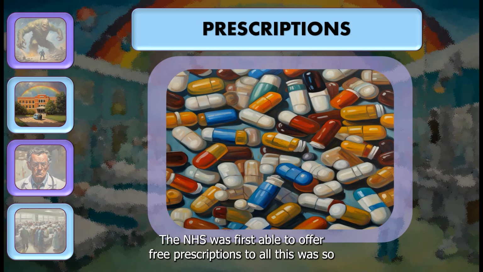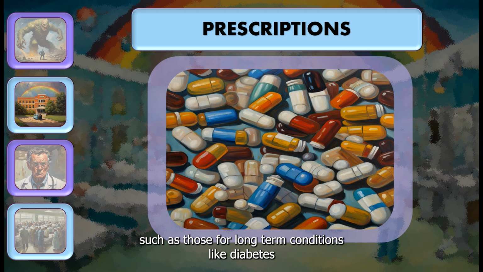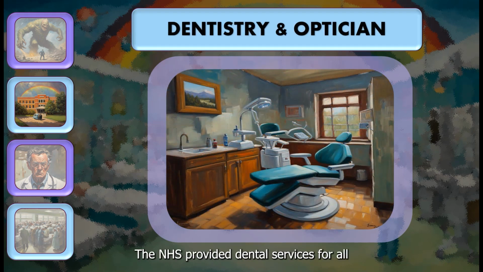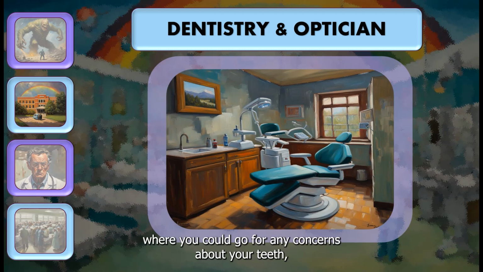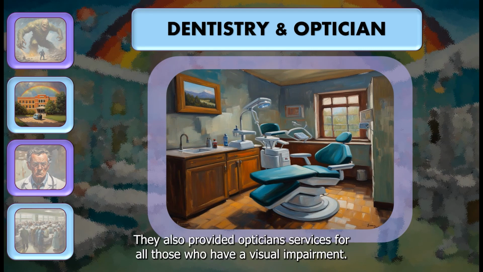The NHS was first able to offer free prescriptions to all. This was so that people could access one-off medicines such as antibiotics or regular medicines, such as those for long-term conditions like diabetes and high blood pressure. The NHS provided dental services for all, where you could go for any concerns about your teeth, such as when a person has a cavity and needs a filling. They also provided optician services for all those who have a visual impairment.